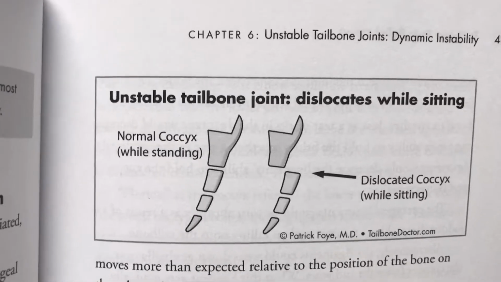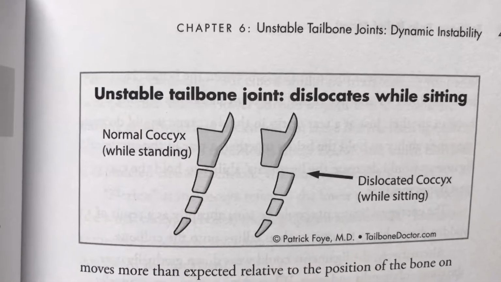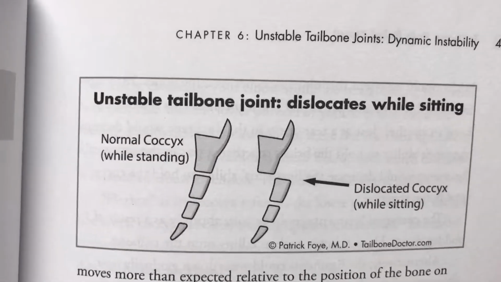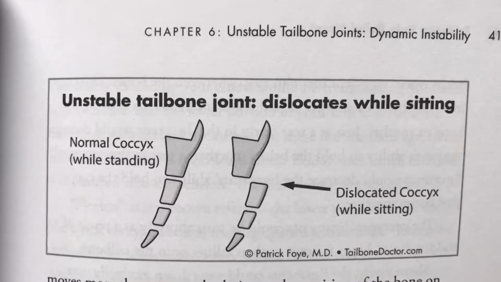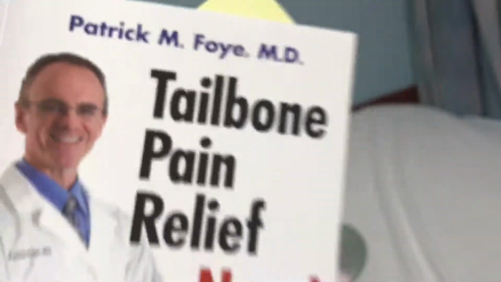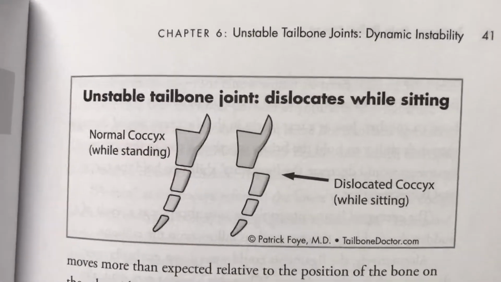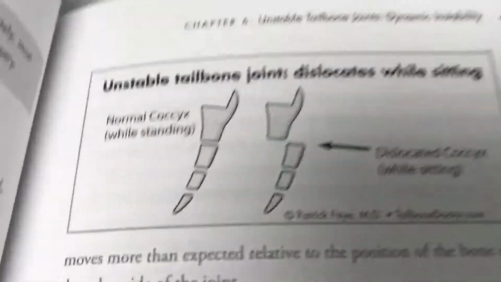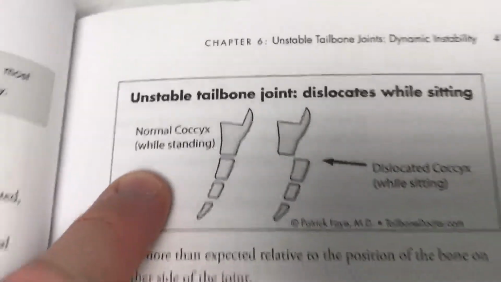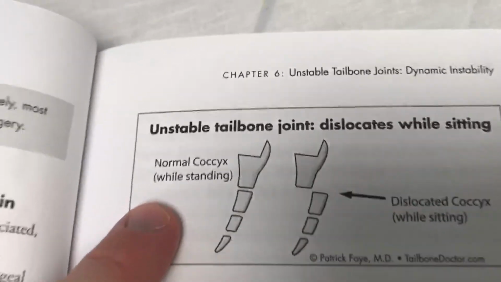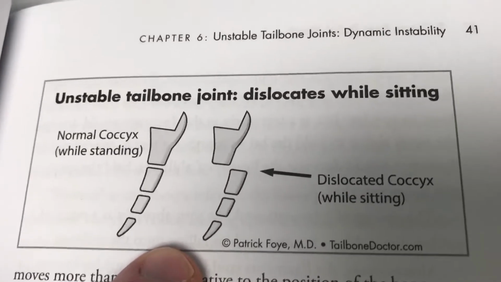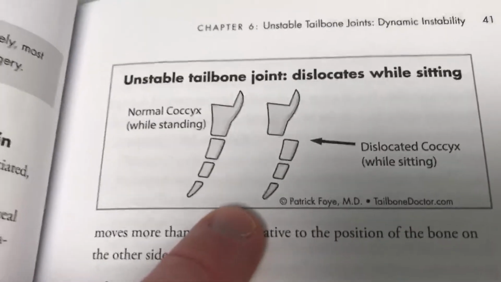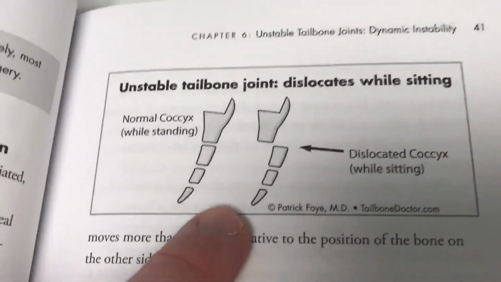And this is just showing the same type of thing that we're talking about with the dislocation. This is just a medical illustration of a coccyx dislocation, from my book on tailbone pain. But this is talking about cases where there's instability, where some patients will have a normal appearance of the tailbone while they are standing, but have a substantial dislocation while they are sitting down. So in those cases, the x-rays done while they're sitting down can detect that.